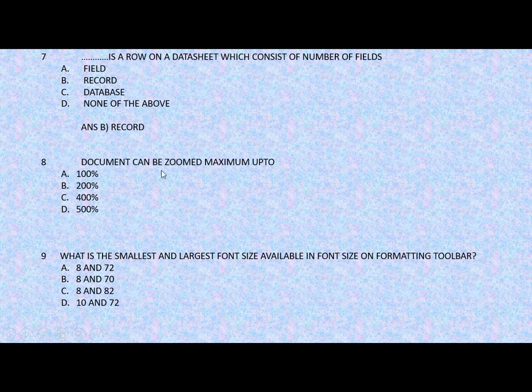Next question is, document can be zoomed maximum up to: options are 100%, 200%, 400%, and 500%. The correct answer is D, that is 500%. Next question, what is the smallest and largest font size available in font size on formatting toolbar? The options are A, 8 and 72, B, 8 and 70, C, 8 and 82, D, 10 and 72. The correct answer is A, that is 8 and 72.